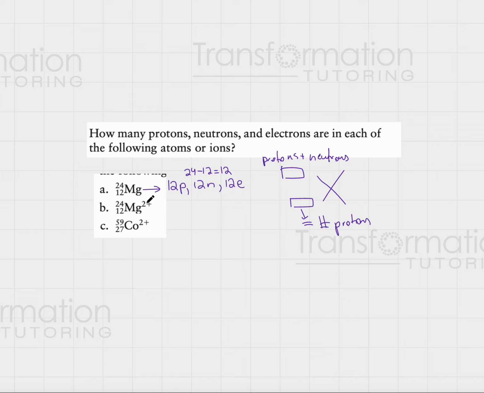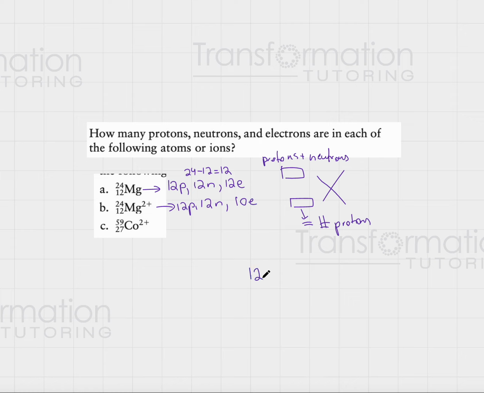Let's go to B. We have exactly the same symbol except that it has a charge. That means our number of protons and number of neutrons would be the same as A, and all we have to figure out is the number of electrons. We have a 2+ charge. Protons have a +1, electrons -1. Will I have more protons or more electrons? Since there is a 2+ charge, I must have more protons than electrons, because remember, protons are positively charged. How many more? A 2+ charge means I have 2 more protons than electrons. That means I have 10 electrons.